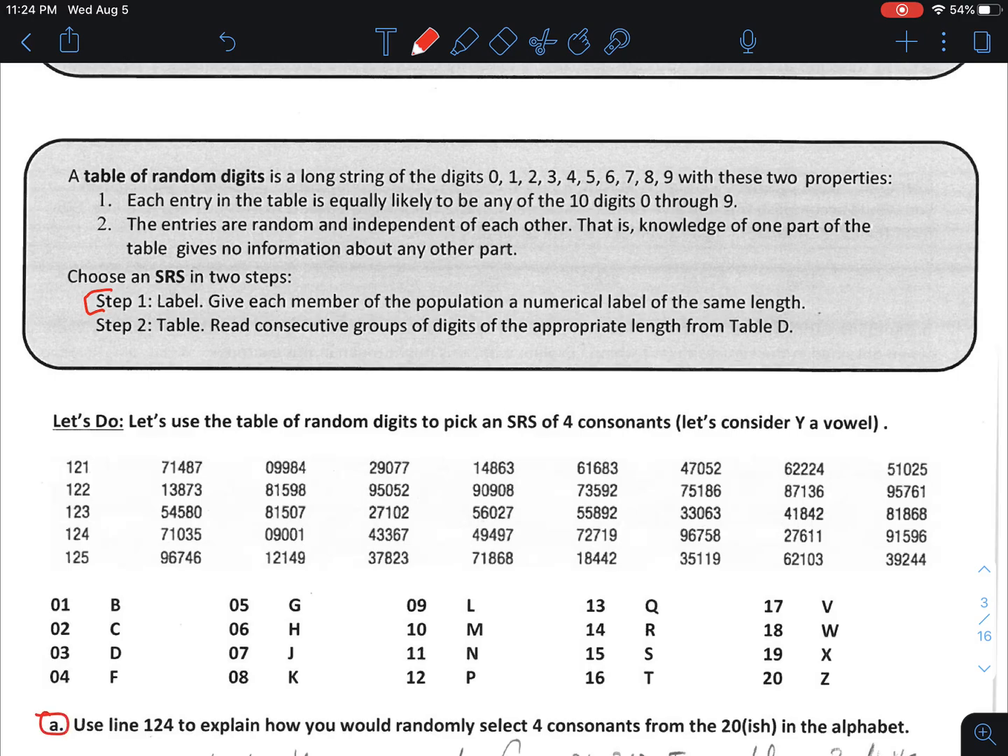Okay, so letter A here. Use line 124 to explain how you would randomly select 4 consonants from this alphabet here. Again, I skipped the vowels and also Y, because sometimes, you know. So do that right now. And again, it's explain. Not just put the 4 numbers or 4 letters. Like, actually explain it. You know, I would label from this to this. I would do this to that. Okay? Take a minute, pause it, and we'll go over it.